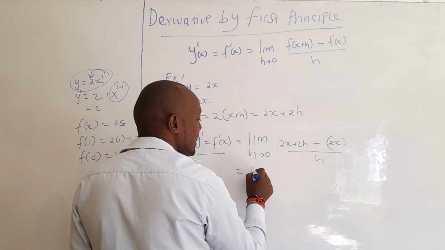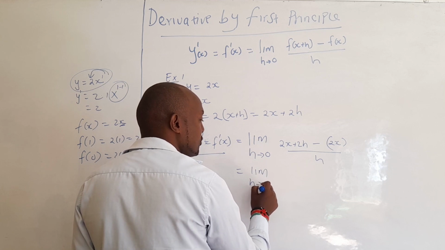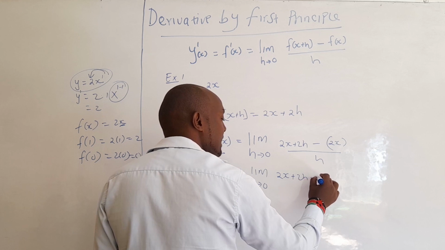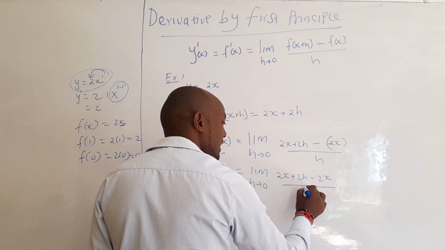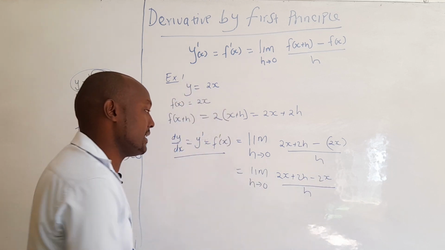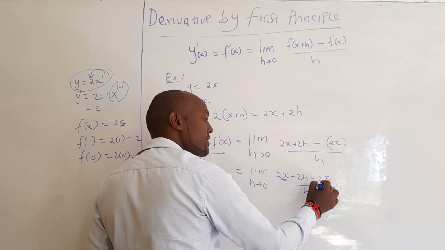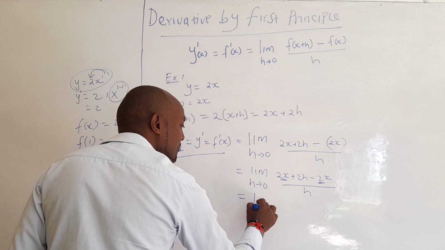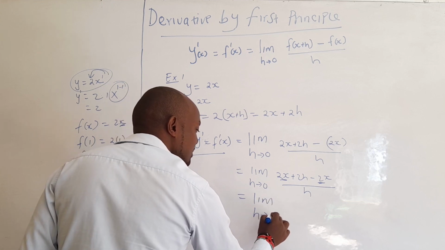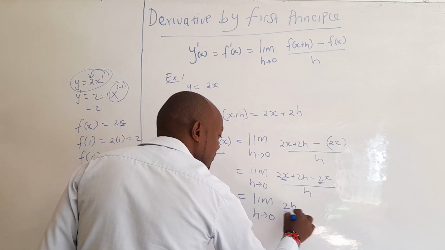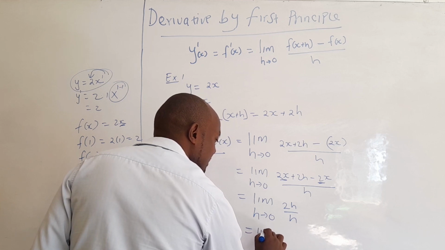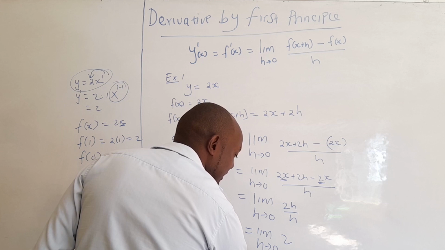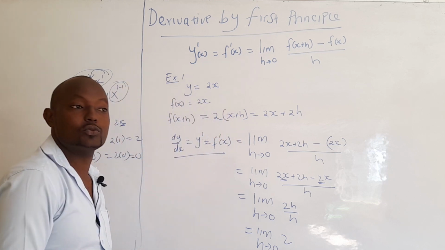So with this one, you get the limit as h approaches 0 of 2x plus 2h minus 2x, all over h. I know with this one you can see that this and this will cancel out, because it is 2x minus 2x. So we will have the limit as h approaches 0 of 2h over h, which will be the limit as h approaches 0 of 2. Automatically the answer will be 2.